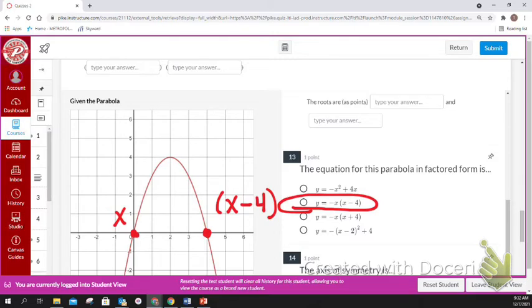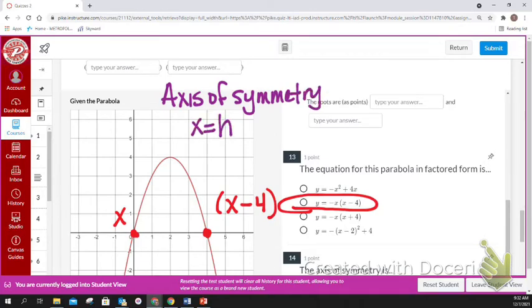Definitely make sure you have in your notes that the axis of symmetry of an equation for a parabola is x equals h. And in this example, the vertex is here at +2. So your equation would be x equals 2 for number 14.